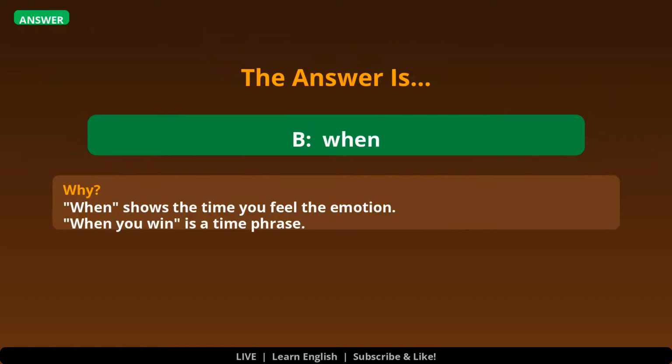And the correct answer is option B, when. When shows the time you feel the emotion. When you win is a time phrase. Great job if you got it right.